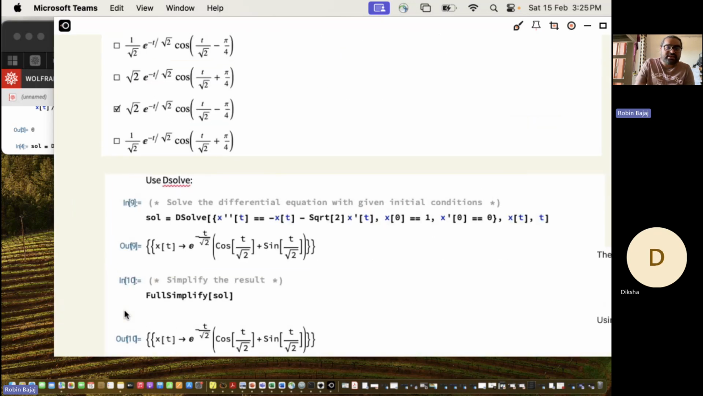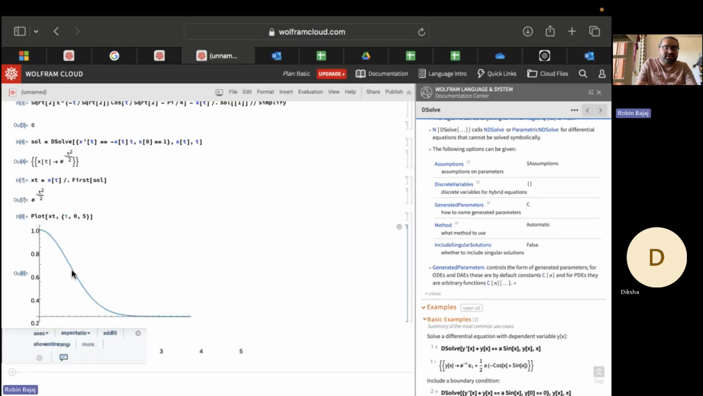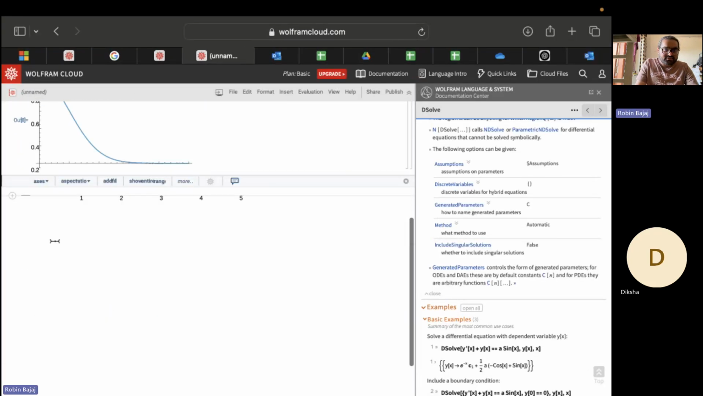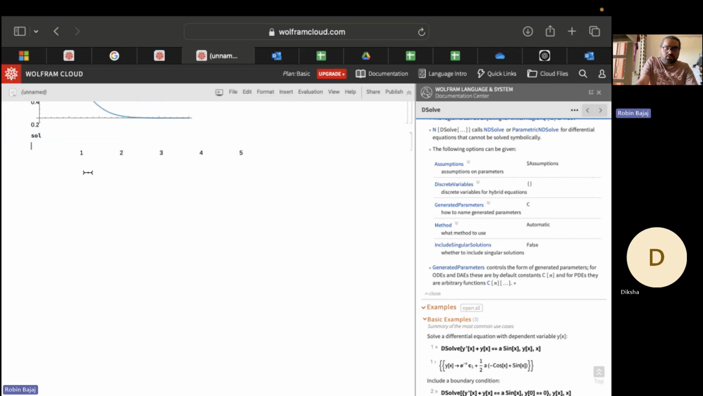But our idea is to see how you would solve this using Mathematica. So I did it, but you were not there. So let's do it again. Right. Yeah. So I would say okay, let's open a new notebook.